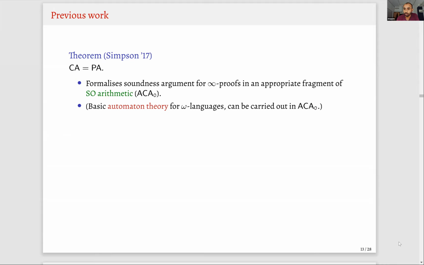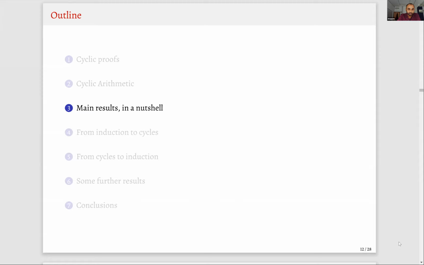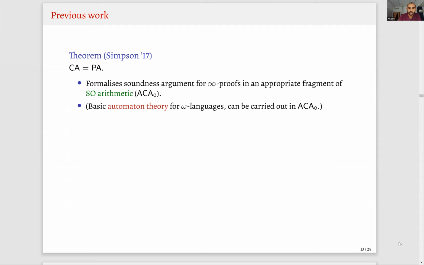Along the way, in order to prove the soundness, you have to formalize the argument that I just showed you. So we need that the correctness of a preproof is itself arithmetical. PA needs to decide the correctness of the proof. For that, a lot of basic automaton theory has to be carried out in ACA0, which I'll mention a little bit about later. And like I said, the result for PA is obtained by conservativity of ACA0 over PA.